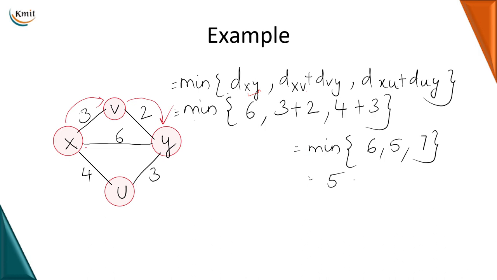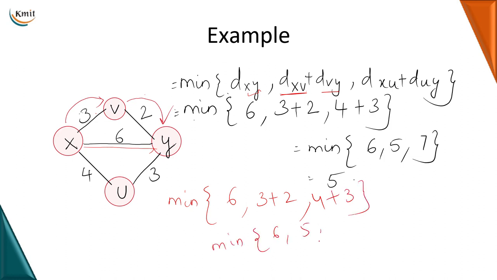See, with an example, I can reach from x to y directly with a cost of 6. So, I am taking a minimum of all the neighbors. If I choose the neighbor v, the cost is dxv plus dvy, which is 3 plus 2. Or if I take the neighbor u, the cost is dxu plus duy, which is 4 plus 3. I will take a minimum of 6, 5, 7, which is 5. So I will select v as my neighbor for delivering the packets from x to y. This is about Bellman-Ford's equation.